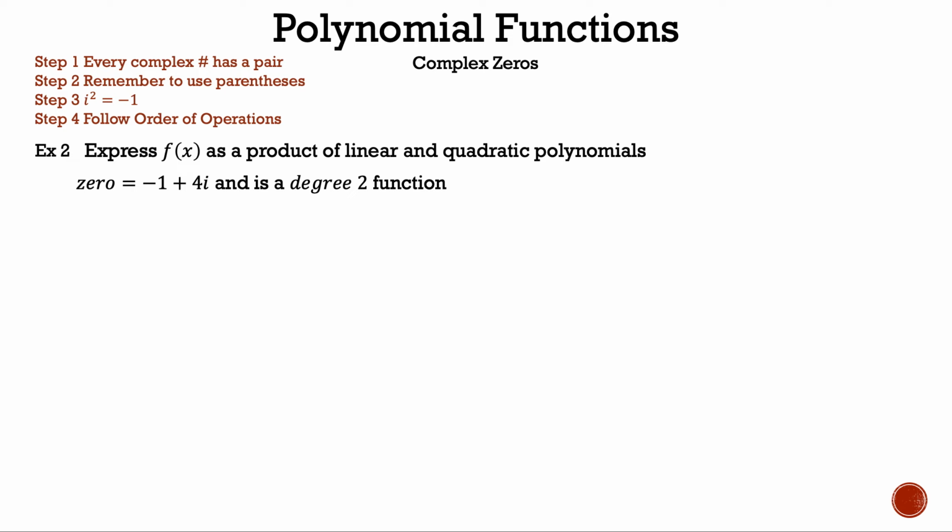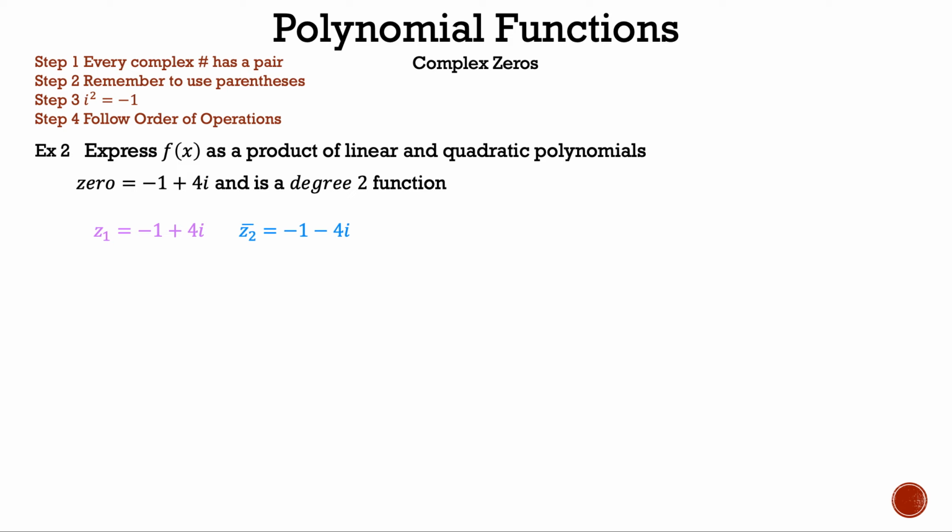Now, let's read the question. Express f of x as a product of linear and quadratic polynomials, where we have a zero equal to negative 1 plus 4i and is a degree 2 function. Let's write down the given complex number, negative 1 plus 4i. What do we know about complex numbers? That's correct, they come in pairs. What do we think is the conjugate of negative 1 plus 4i? That's correct, negative 1 minus 4i.